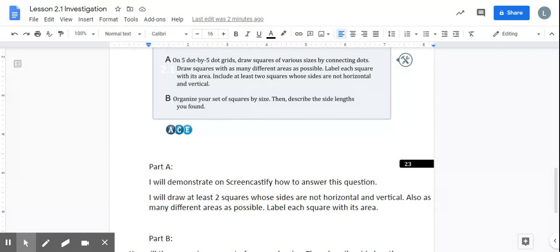So part A is I'm going to demonstrate on Screencastify how to answer this question. And it says, using the dot grid, how many different squares can you draw? Okay, so I'm going to go up to the file that I gave you to use. It's a file this time instead of an assignment. Okay, and we have some of the figures drawn here for you.